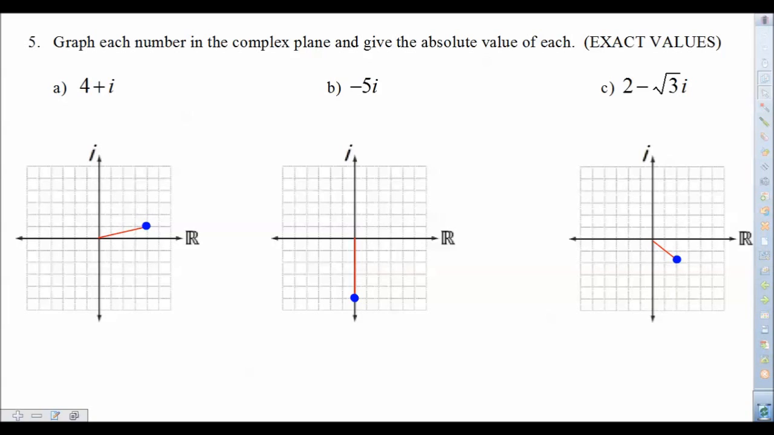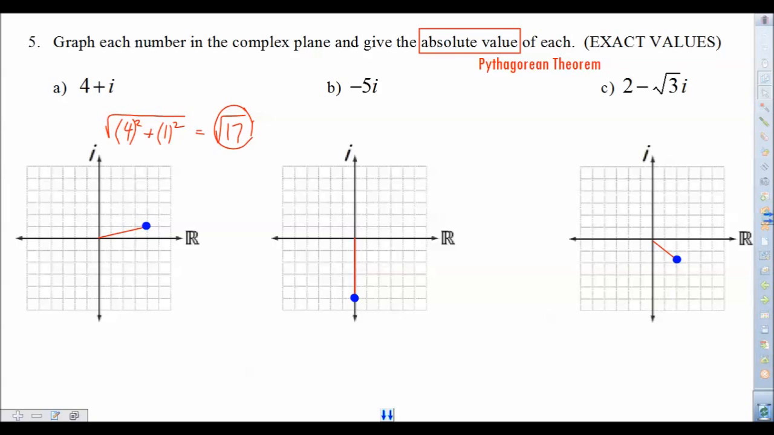Let's get the absolute value. Absolute value, once again, is just a code word for Pythagorean theorem. So going back here, recognize that with 4 plus i we have a leg of 4 and another leg of 1. So Pythagorean theorem. We have our answer there, the square root of 17. Moving on to the next one.